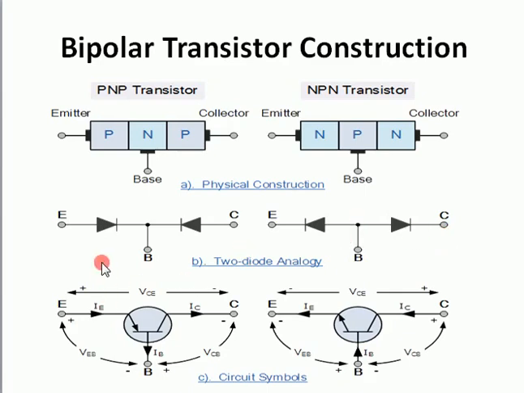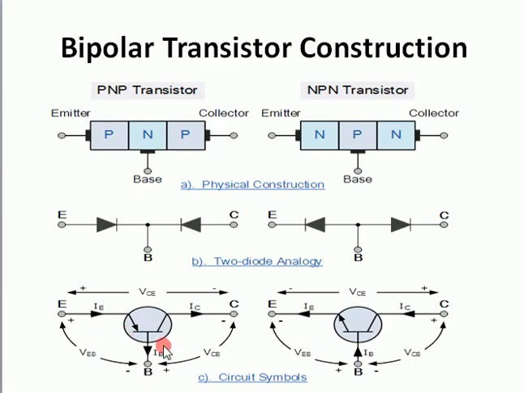Now here are the symbols. This is the symbol of the PNP transistor and this is the symbol of the NPN transistor. You see here this is the emitter terminal, this is the collector terminal, and this is the base terminal. Three types of current flow in it. The emitter current is known as IE, the collector current is known as IC, and the base current is known as IB.